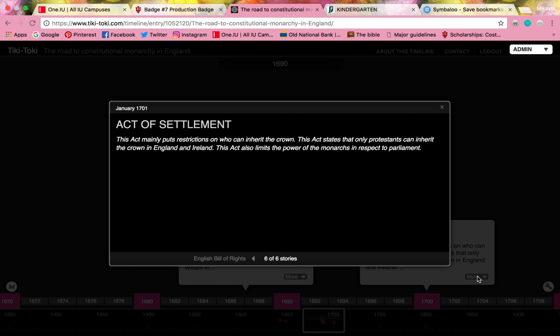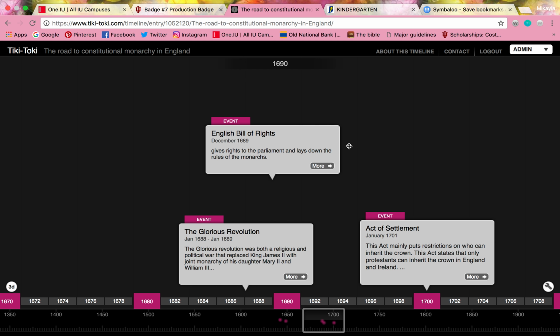So basically, anyone who is in line for the throne, if they were Catholic or they married someone who was Catholic, they no longer were in line for the throne. This act also limited the power of the monarchs in respect to the Parliament. This act is very close to what the English Bill of Rights states.